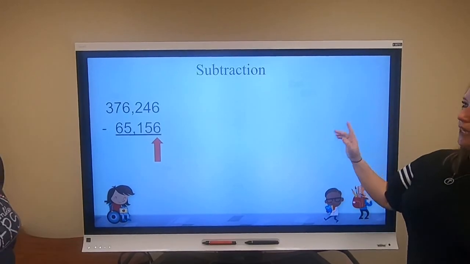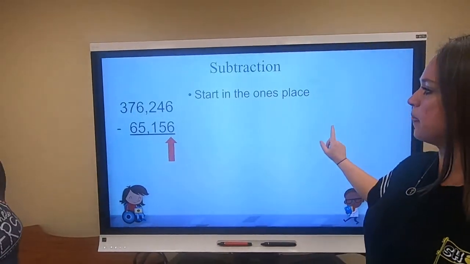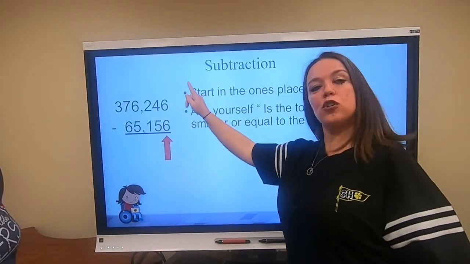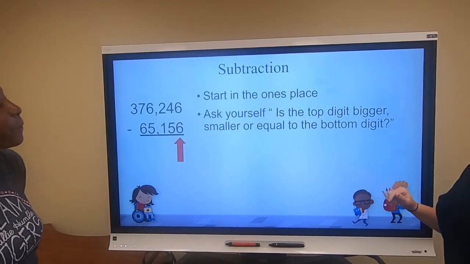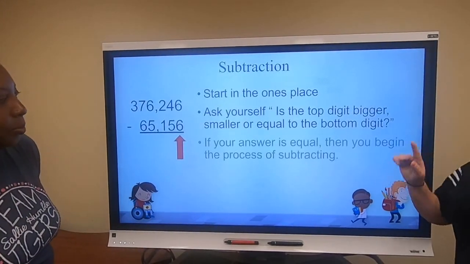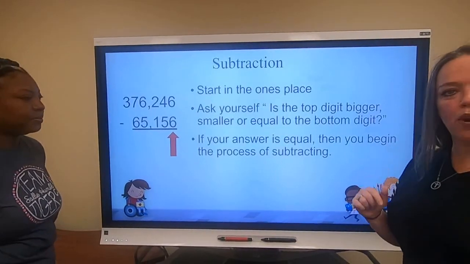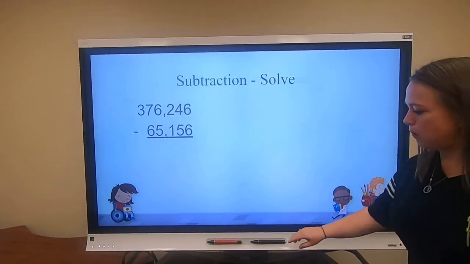Okay, so again, we are going to start in the ones place. You will think to yourself, is the top digit bigger, smaller, or equal to the bottom digit? And what is the case here, Miss Bethay? Miss Wilson, that's 6 and that's 6. They're equal. I know how to subtract equal numbers. So if your answer is equal, then you begin the process of subtracting again. So we will now work this problem together.